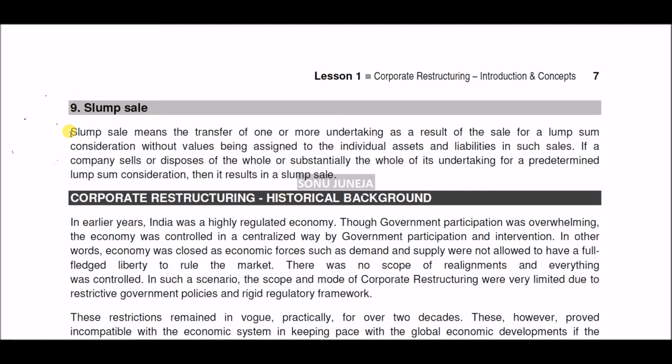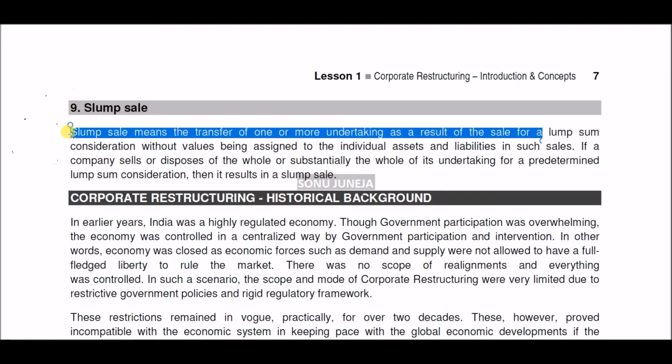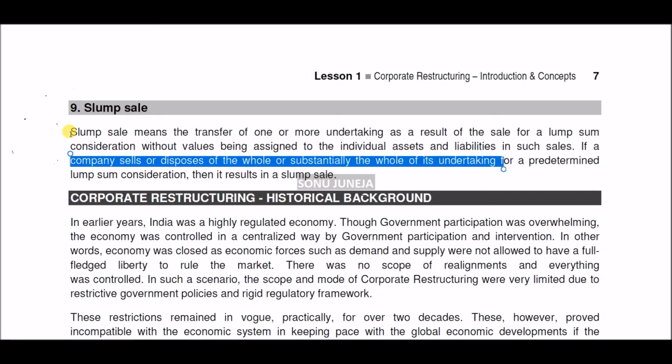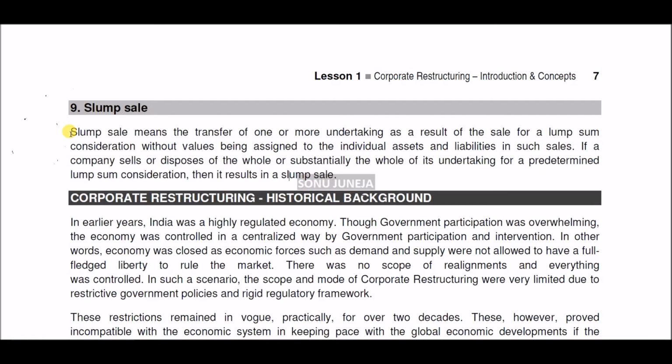So it's informative. So slump sale means the transfer of one or more undertakings as a result of the sale for a lump sum consideration, without values being assigned to the individual assets and liabilities. In such sales, if a company sells or disposes of the whole or essentially the whole of its undertaking for a predetermined lump sum consideration, then it results in a slump sale. So this is how it is.